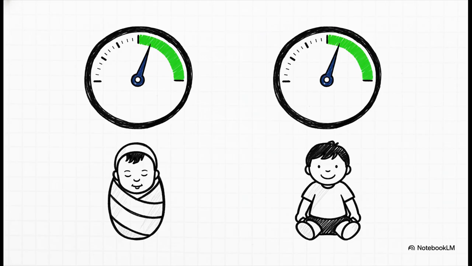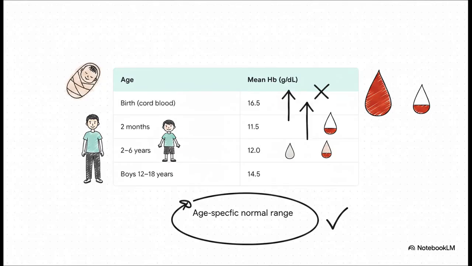Now here's a super important point, and honestly, it's a classic trap for students, especially when you're dealing with kids. There is no single magic number for low hemoglobin. A value that's totally normal for a 2-year-old might be dangerously low for a newborn. It's all about context.